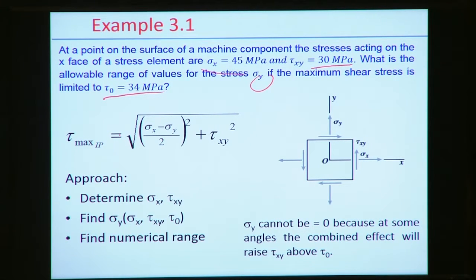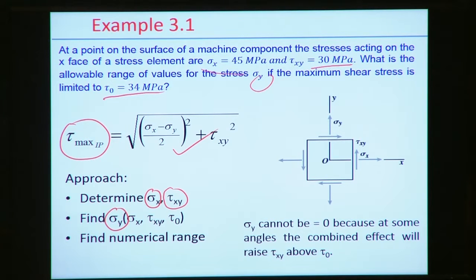So now we know the maximum in-plane shear stress expression. We have the sigma x value, and we know the shear stress value tau xy acting in this case. Now we need the maximum allowable shear stress limit, which is also given. So from here we can find sigma y in terms of sigma x, tau xy and tau 0, and we can find the numerical range of sigma y.